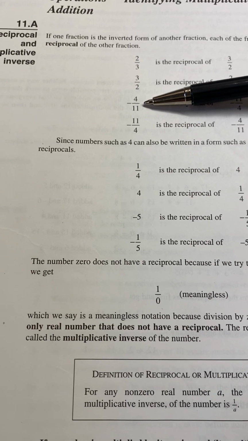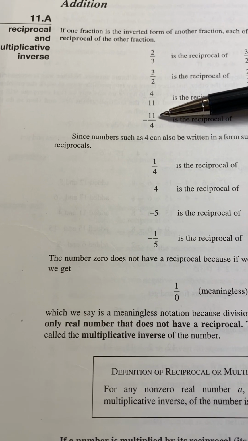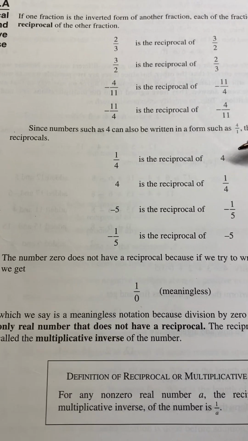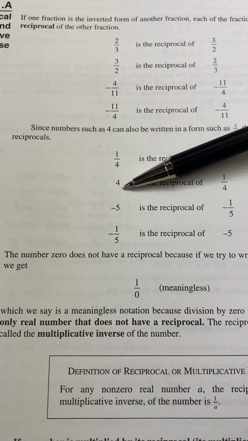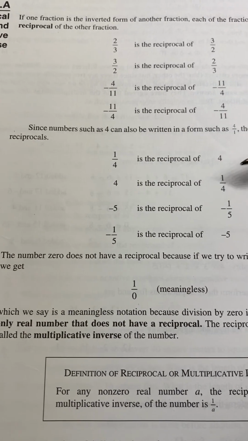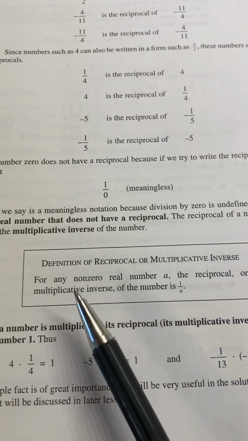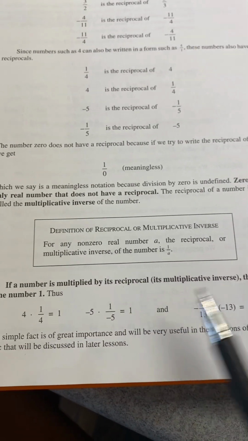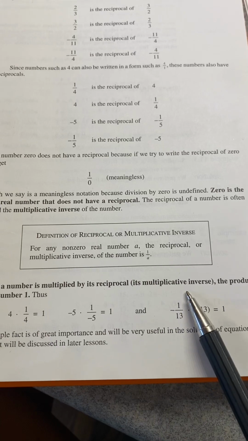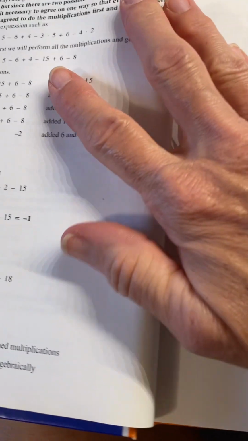If you had a fraction -4/11, its reciprocal is just the flip. You flip it. 1/4 is the reciprocal of 4. When you have a whole number like 4, you can look at it as 4/1, so when you flip it, you get the fraction. And remember, you cannot divide by 0. The world blows up. So if a number is multiplied by its reciprocal, which is also its multiplicative inverse, the product is the number 1.